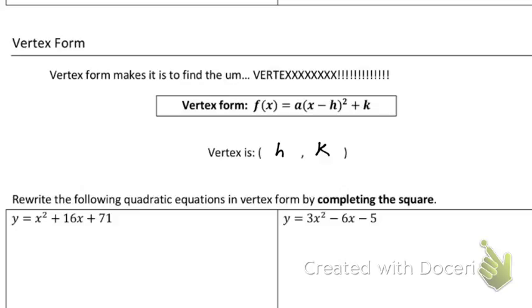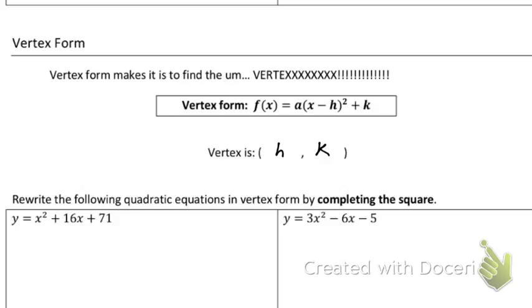Don't forget, if it's inside the parentheses, it's kind of the opposite of what we think it is. Like when we're going left or right, a negative h would actually make it go right. That's why this becomes positive, because a positive h moves it right. So inside the parentheses is opposite what you think. A negative h actually becomes a positive h in our vertex. So if this would be x plus h, your vertex would be negative h, k.